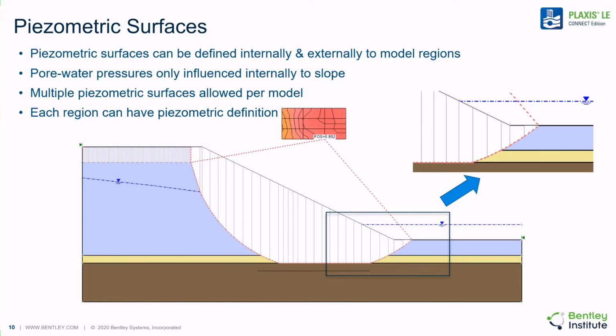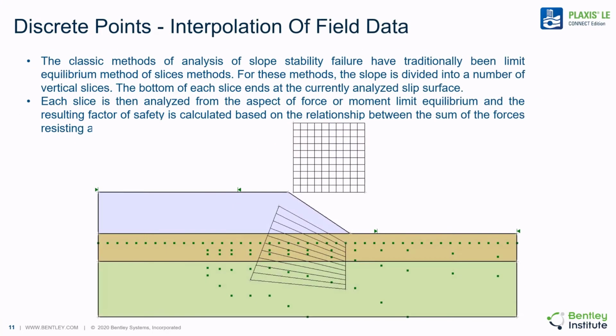Multiple piezometric surfaces can be defined internally and externally to model regions. The pore water pressures defined by these piezometric surfaces can be applied to one or more regions in the slope. Therefore, each region can theoretically have its own definition of piezometric head that varies laterally in the model.